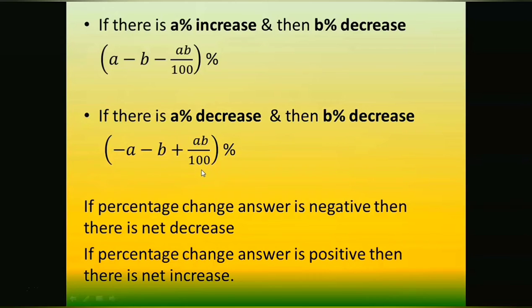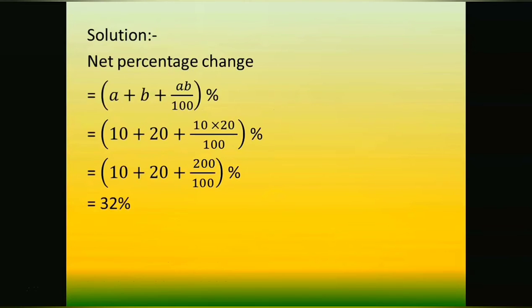Okay. One more thing to be noted here: when we find this final answer, if the answer is positive, like in the previous example, positive 32, so it is plus 32. If the percentage change answer is negative, then there is a net decrease in the value, and if the percentage change answer is positive, then there is a net increase in the value. Let us go back to the previous example to understand this better.